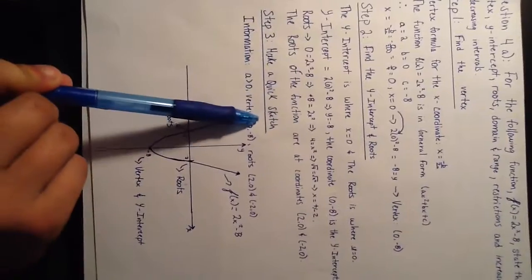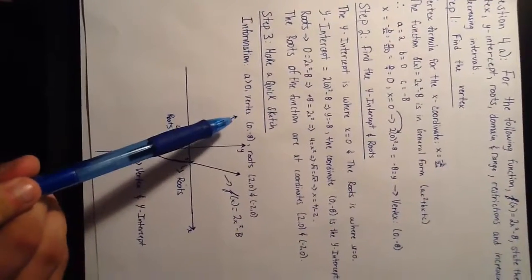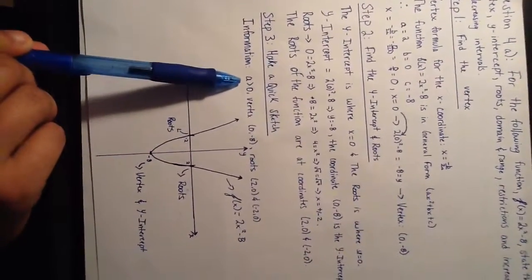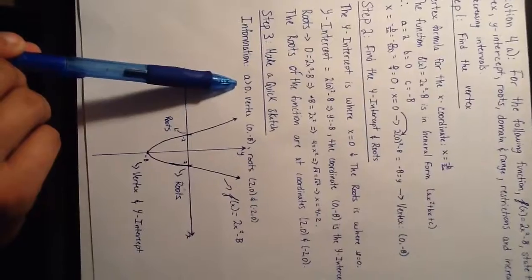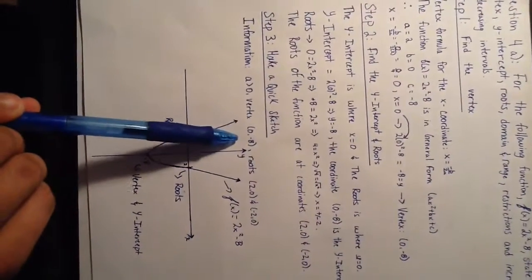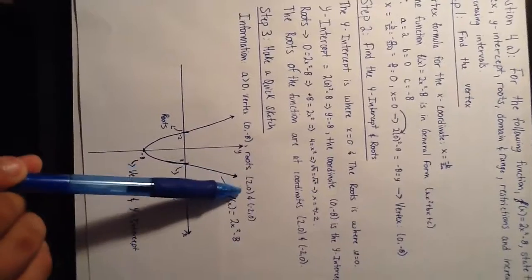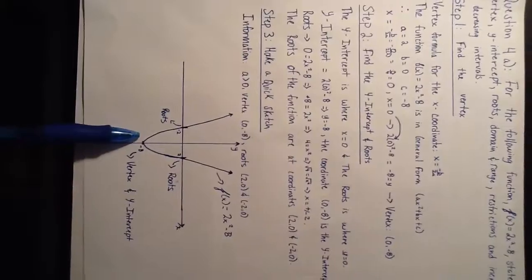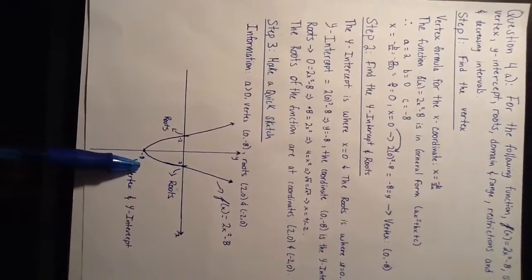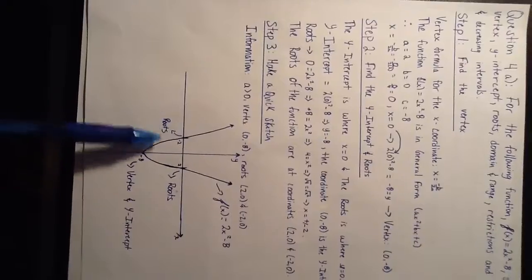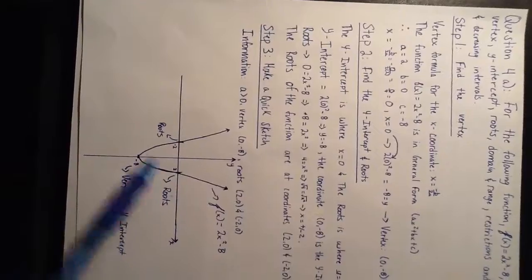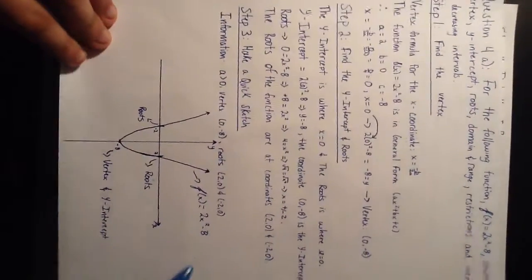Step 3. Make a quick sketch. This will help you find the remaining 5 features. The information we have to do the quick sketch is that a is greater than 0, the vertex is (0, −8), and the roots are (2, 0) and (−2, 0). In order to do it, you want to jot down the vertex first, which is at (0, −8), and the roots, (−2, 0) and (2, 0). Then you draw your parabola through them, and as mentioned, this will help you do step 4.